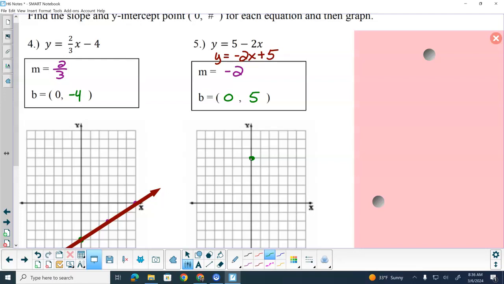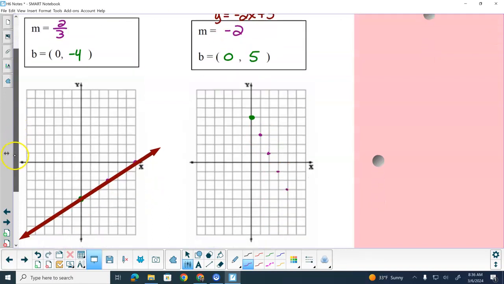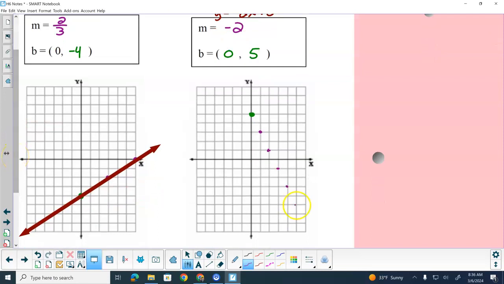Okay, so what does that over 1? So the down 2 is the -2 on the top. What is that over 1? What's that going to tell me? Right 1. Yep, exactly. Down 2 and right 1. Down 2, right 1. Down 2, right 1, and down 2, right 1.